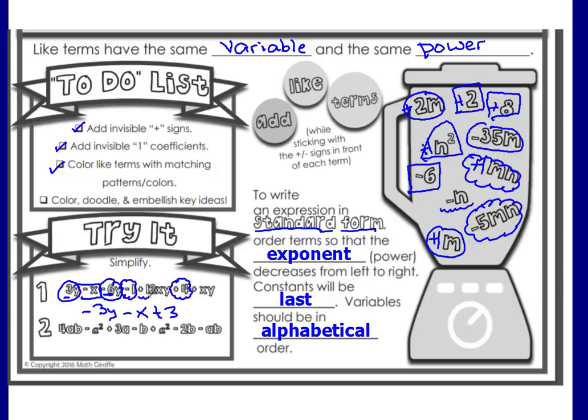Then we have a 12xy. Any other xy's? Yes. We have an xy down here with the invisible 1 coefficient. So 12 plus 1 makes 13xy. So we've gone from 1, 2, 3, 4, 5, 6, 7 terms down to 4 terms. We've simplified it to 4 terms.